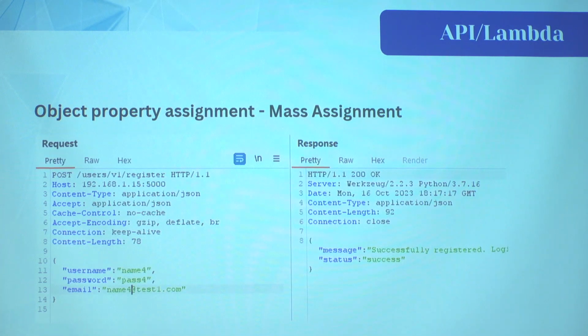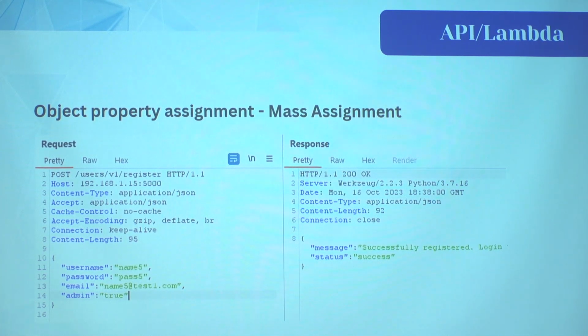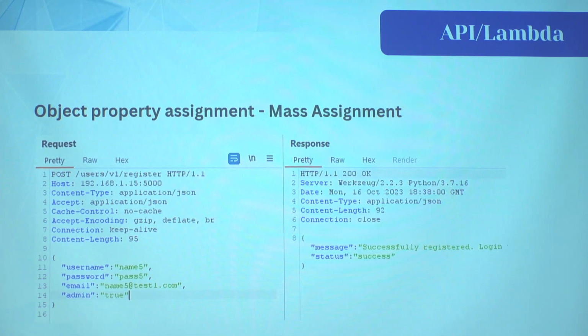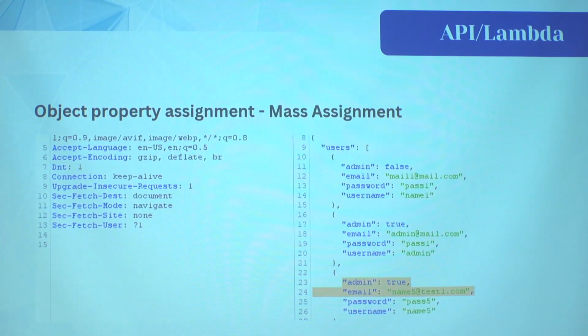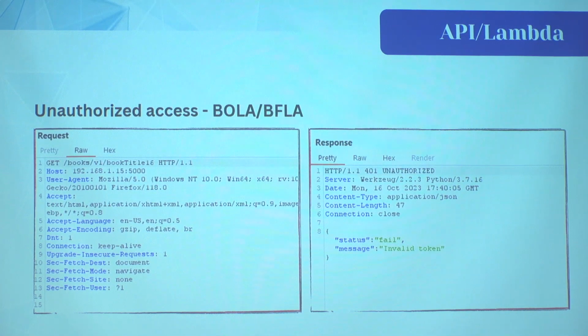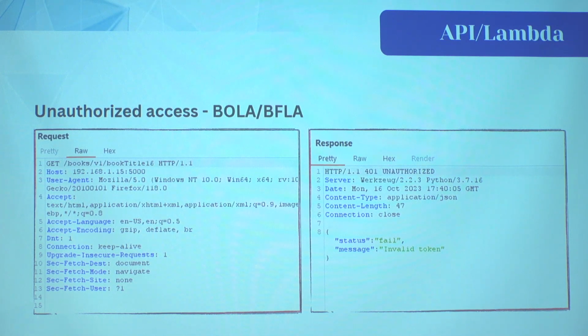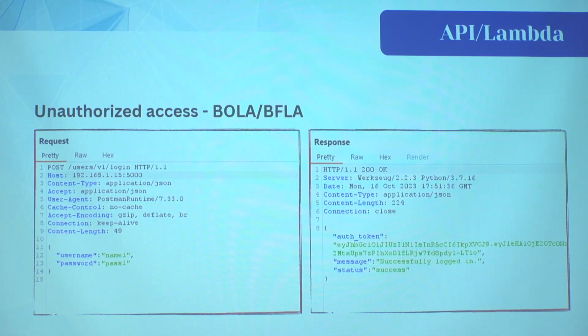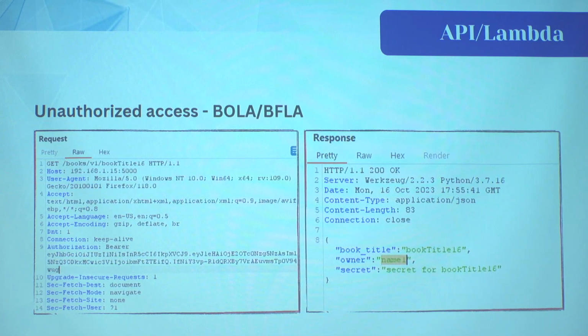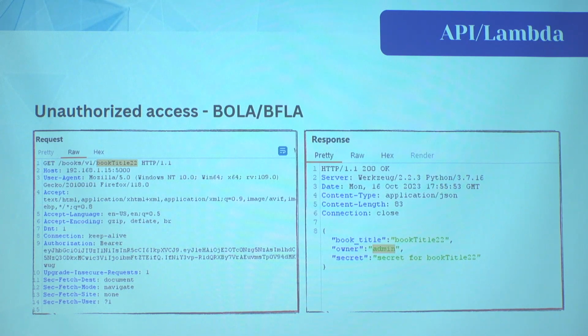Now you can use this in your registration. This is mass assignment, where you register with admin true and you will be admin, because you are passing this admin parameter as an input. If you look at the details, it says admin true. And this is a book title which is not accessible without authentication. You log in with that, and if you pass book title 16, it is my privilege. But if I pass book title 22, it will give you the admin account's books. So this is unauthorized access to other books.